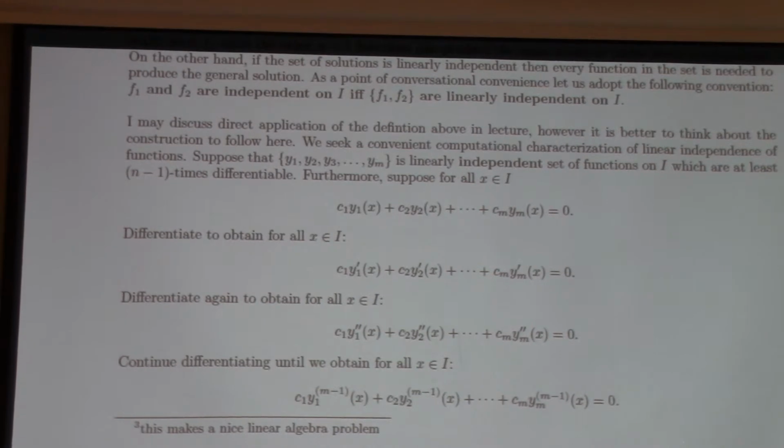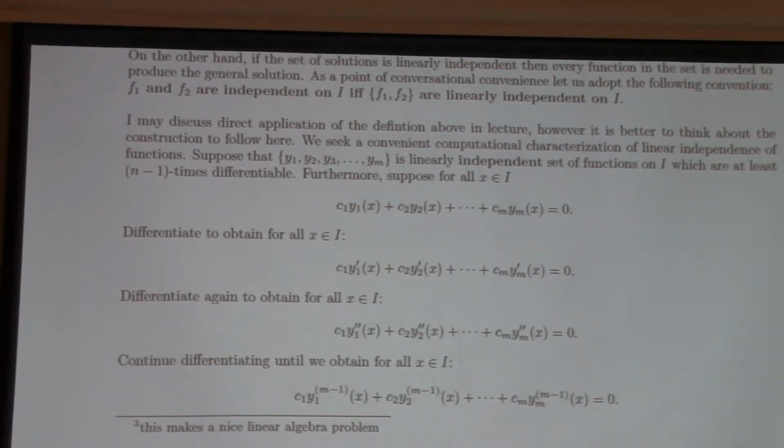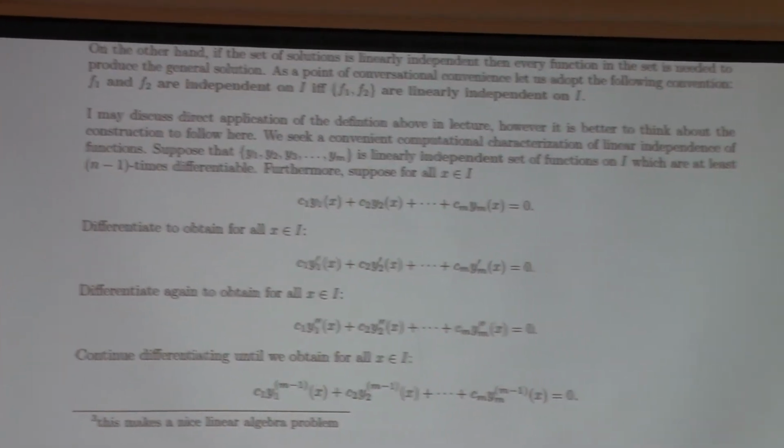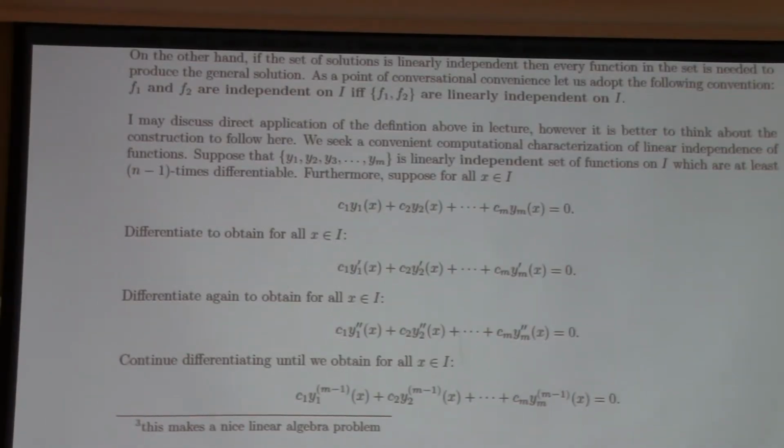So what you would do then, of course, suppose you have y1 through ym linearly independent, right? I want to see what's a necessary condition that comes from that, all right? So suppose that c1 y1 plus through cm ym equals 0 for all x in some interval I. So what does that give me? That gives me that the trivial combination has only the zero solution, right?